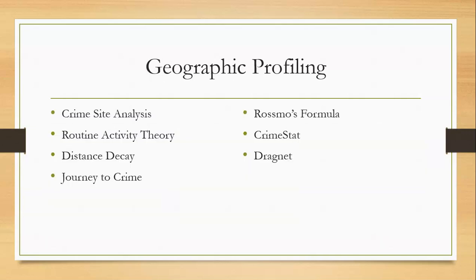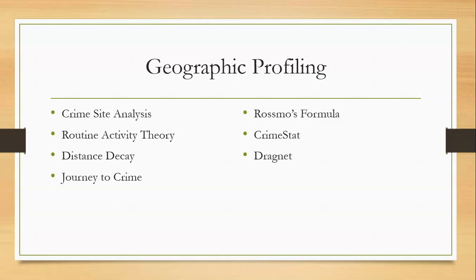The next type of forensic profiling we're going to discuss is geographic profiling, which has 4 core concepts within it. Geographic profiling is an investigative technique used to determine the area of residence or base of operations for a serial offender by analyzing the locations of their crimes. This method assumes that offenders commit crimes in areas they are familiar with, often near their homes or places of work.